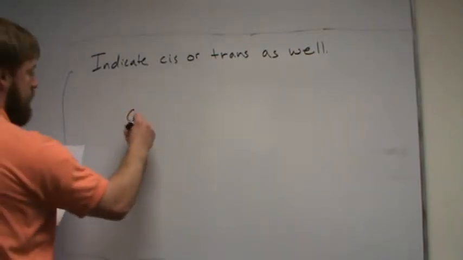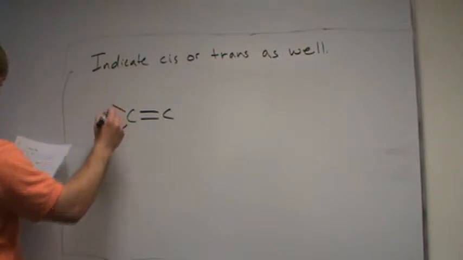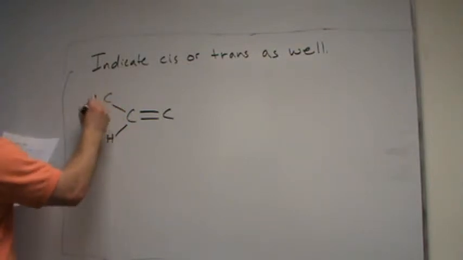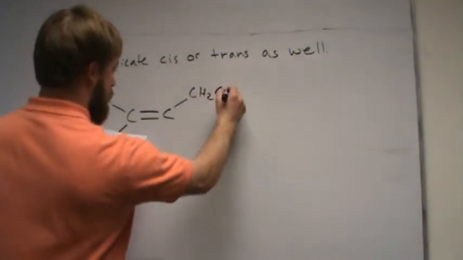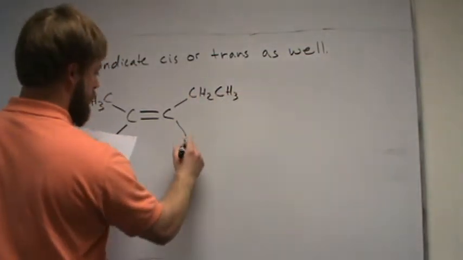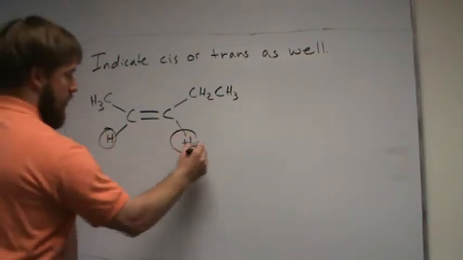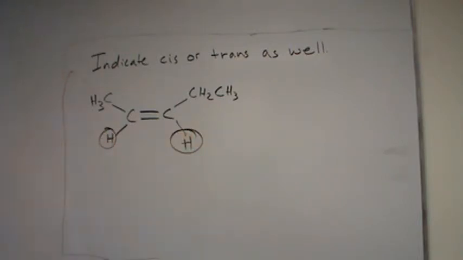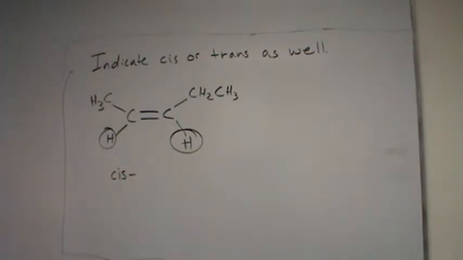For example, if we were to name this compound, the first thing we can determine is whether the double bond is cis or trans. The 2 hydrogens are both on the same side of the double bond, so it's cis. You're going to put that out in the very front. Cis. And now we'll name it just like normal.